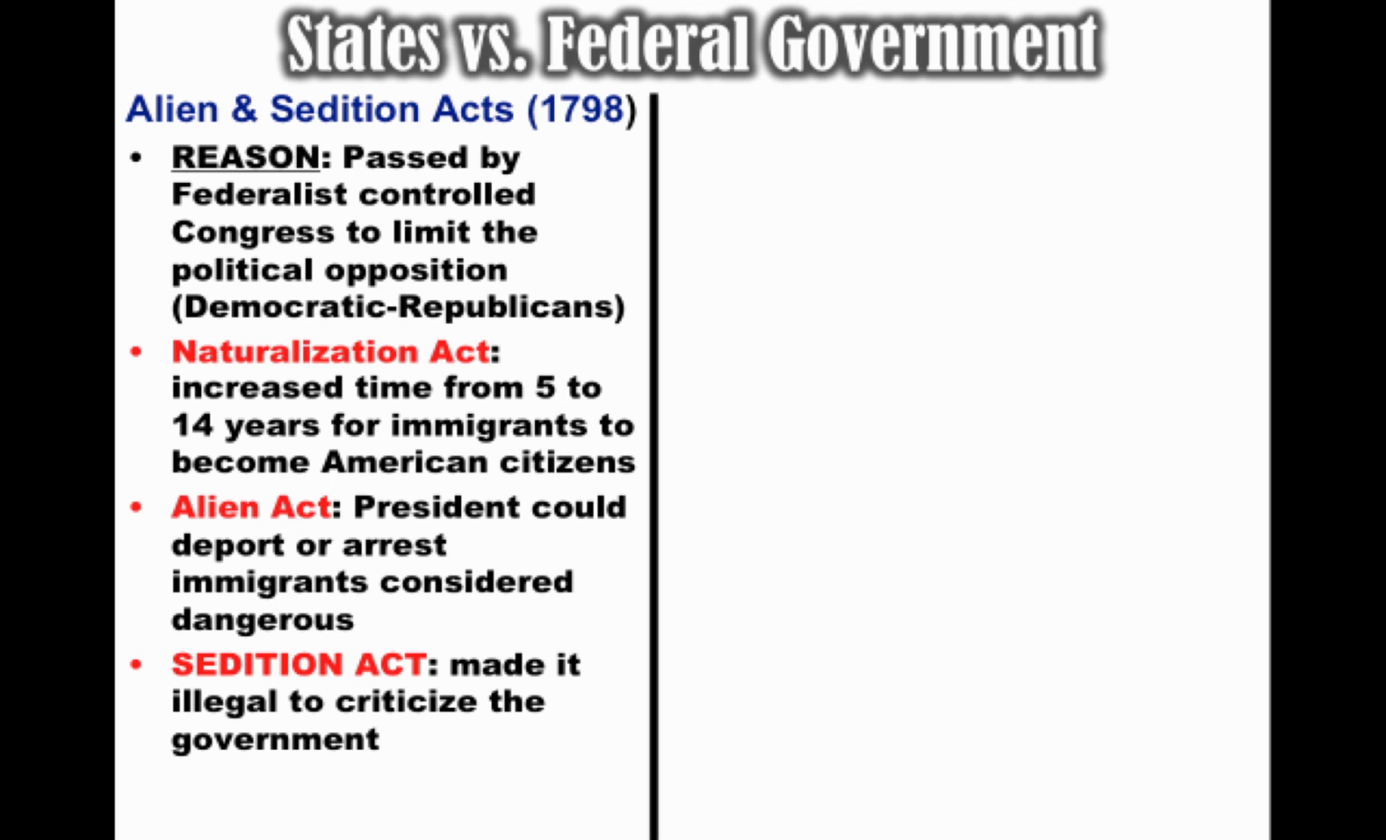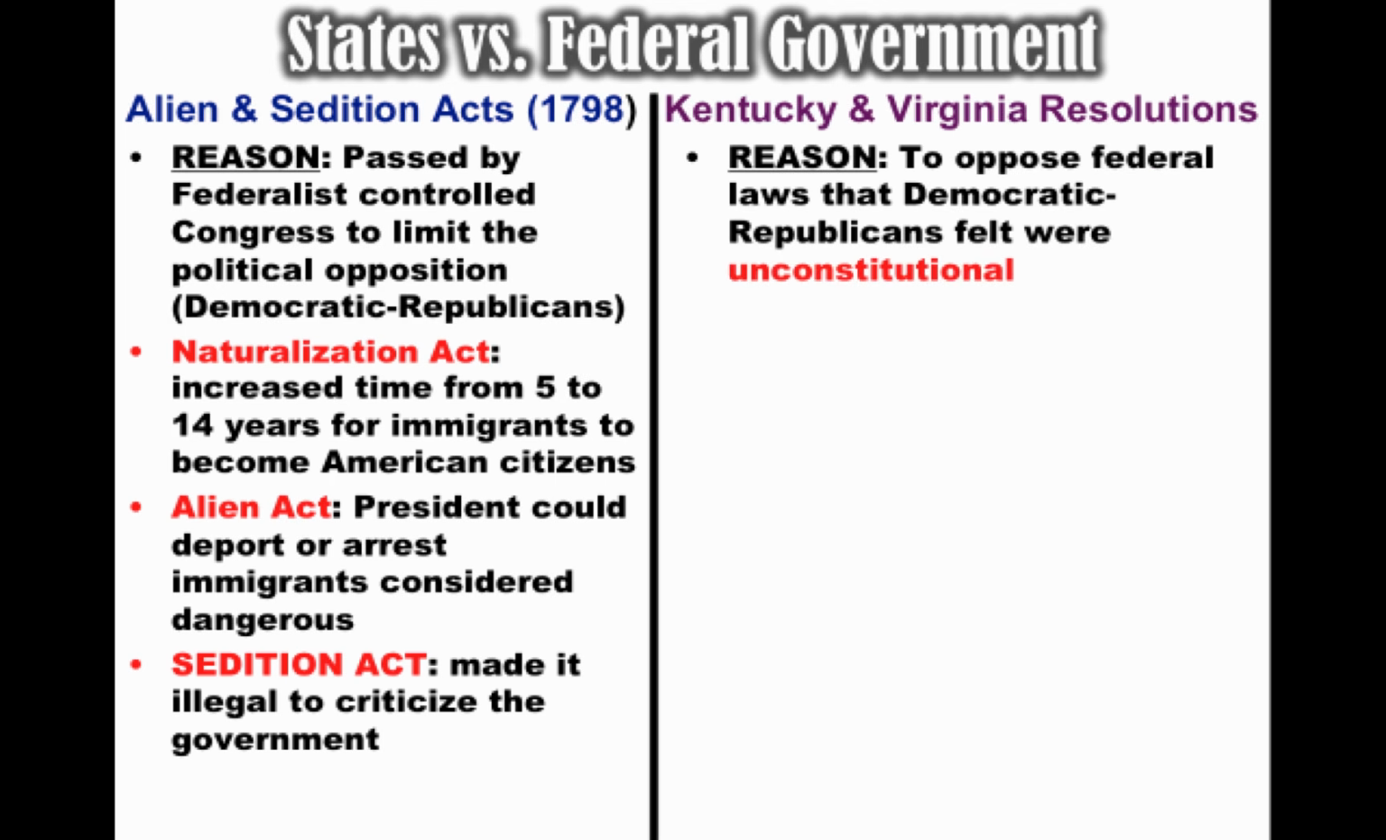All of these acts were justified in the name of security, this idea we needed to keep the nation safe and therefore liberty needed to be reduced, but it was very clear that these acts were political and they violated such rights as those found in the First Amendment. And these federal acts were resisted by something called the Kentucky and Virginia resolutions. The reason this is passed is to oppose federal laws that the Democratic Republican Party felt were unconstitutional. So they say these laws passed by Federalists in Congress, endorsed by Adams, were against the Constitution.